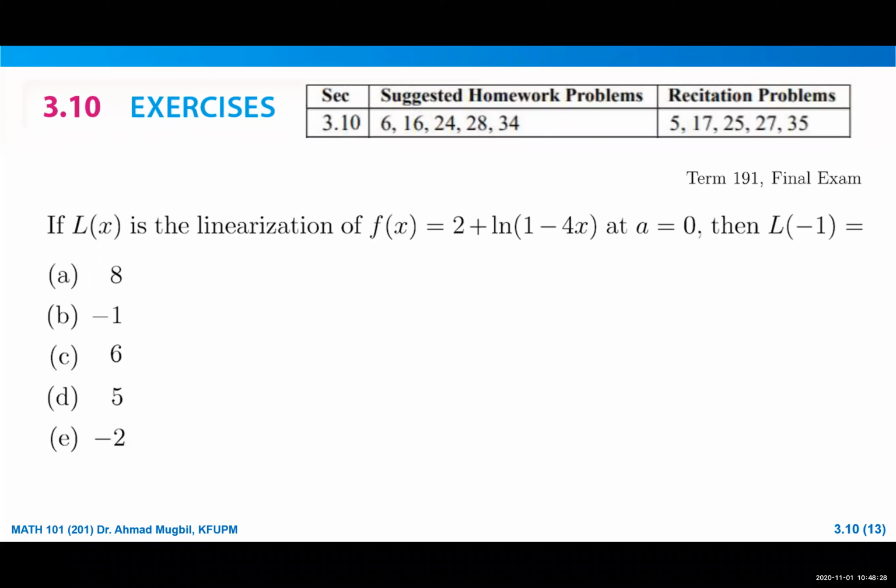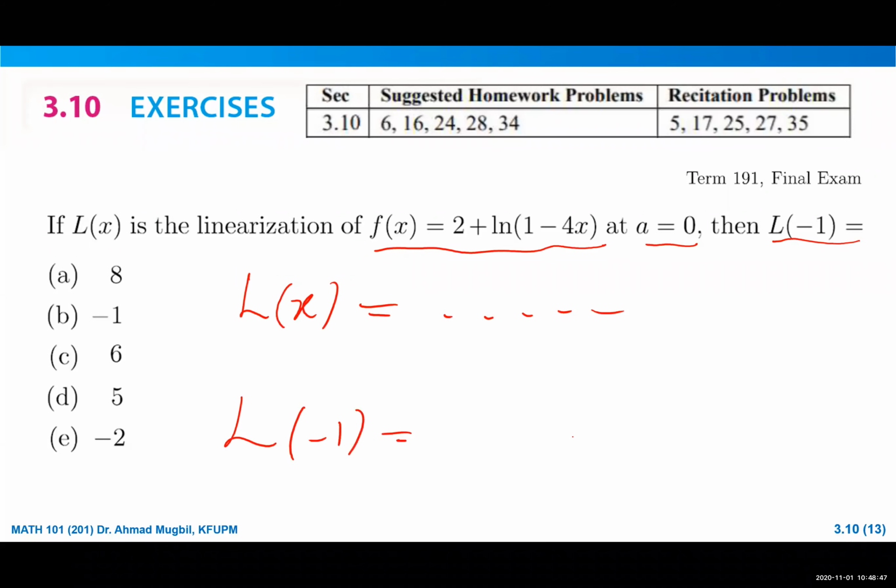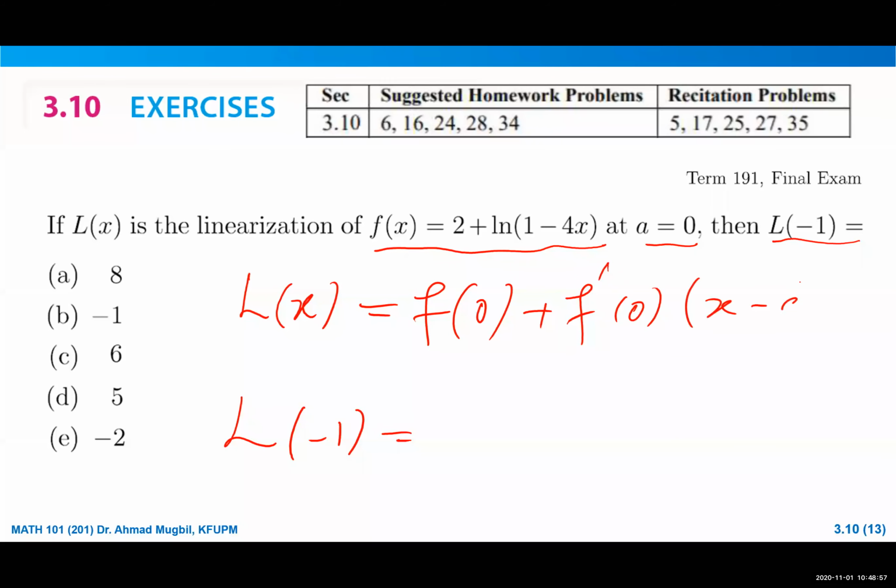Look at this. If L of x is the linearization of this function at a equals 0, then what is L at -1? So what you want to do here, the question is easy. You need to find L of x, and then substitute by -1. So it is not difficult at all. And what is L of x? It is f at 0 plus the derivative at 0 times x minus 0.